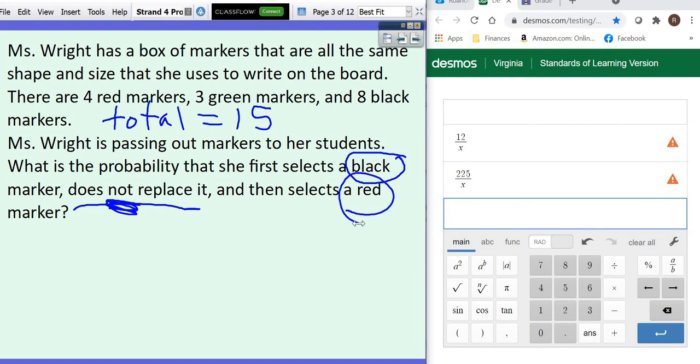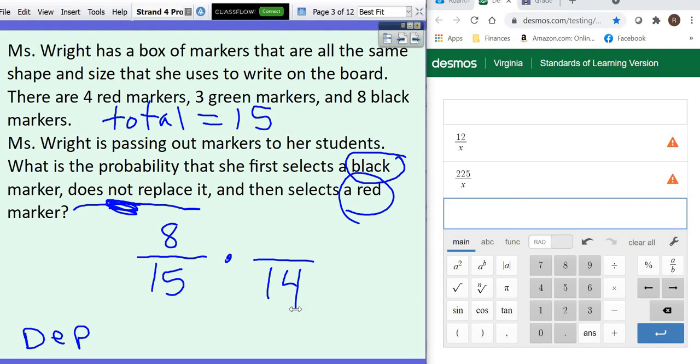Well, first of all, if she is not putting it back, that is definitely dependent probability, okay? Because the chances are not going to be the same. So we're going to have line equals line. First we're looking for black. How many blacks are there? 8 out of 15. So she chose one and she did not put it back. That means now there are only 14 left in that box. And this time she's looking for a red. What are the chances she'll get red? Well, 4 chances out of 14.